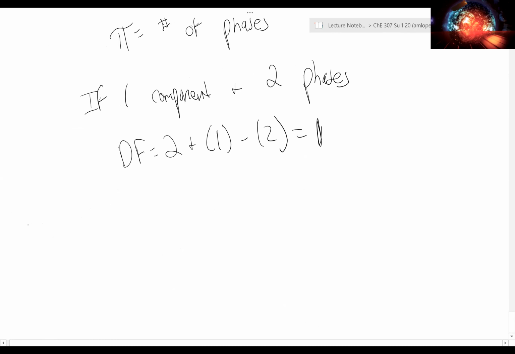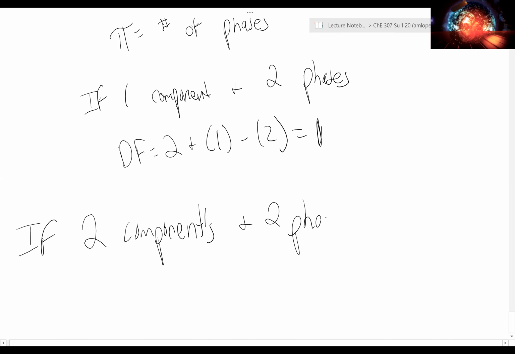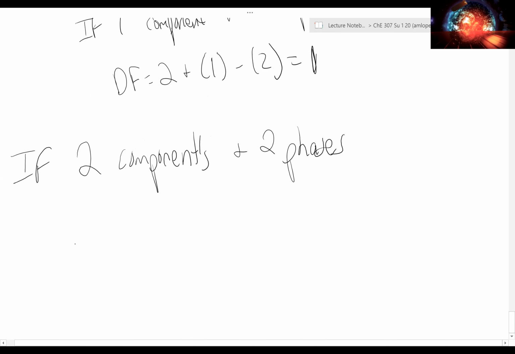And so for example, if I have 2 components and 2 phases, the degrees of freedom will be 2 plus 2 minus 2, which is 2. So I need to specify temperature and pressure to fully specify that system. Does that make sense? Are there any questions on that?